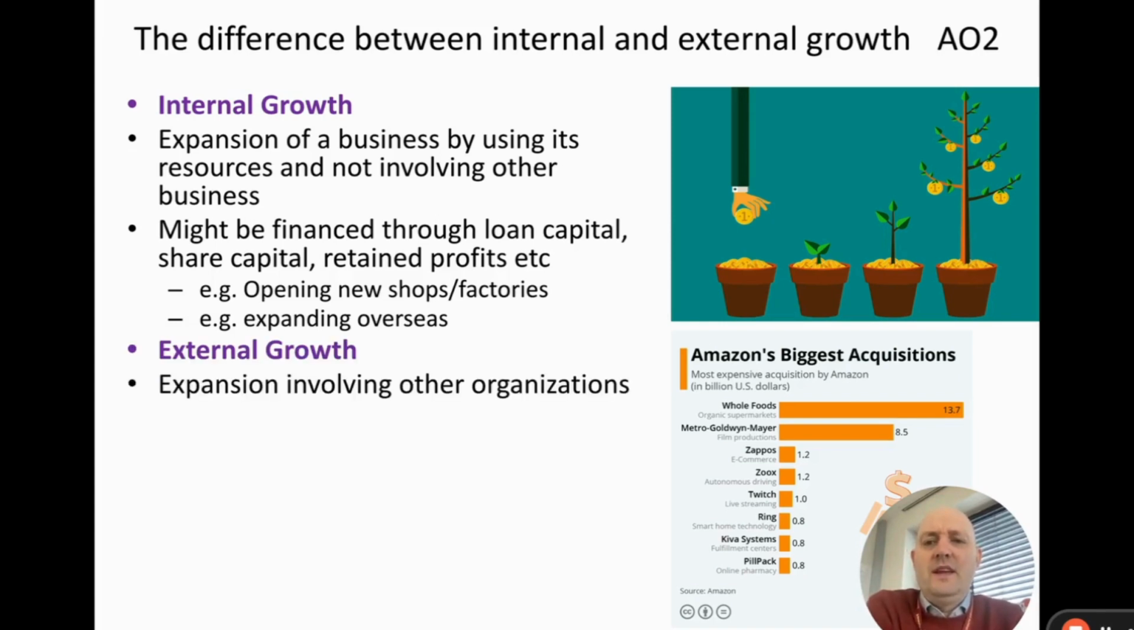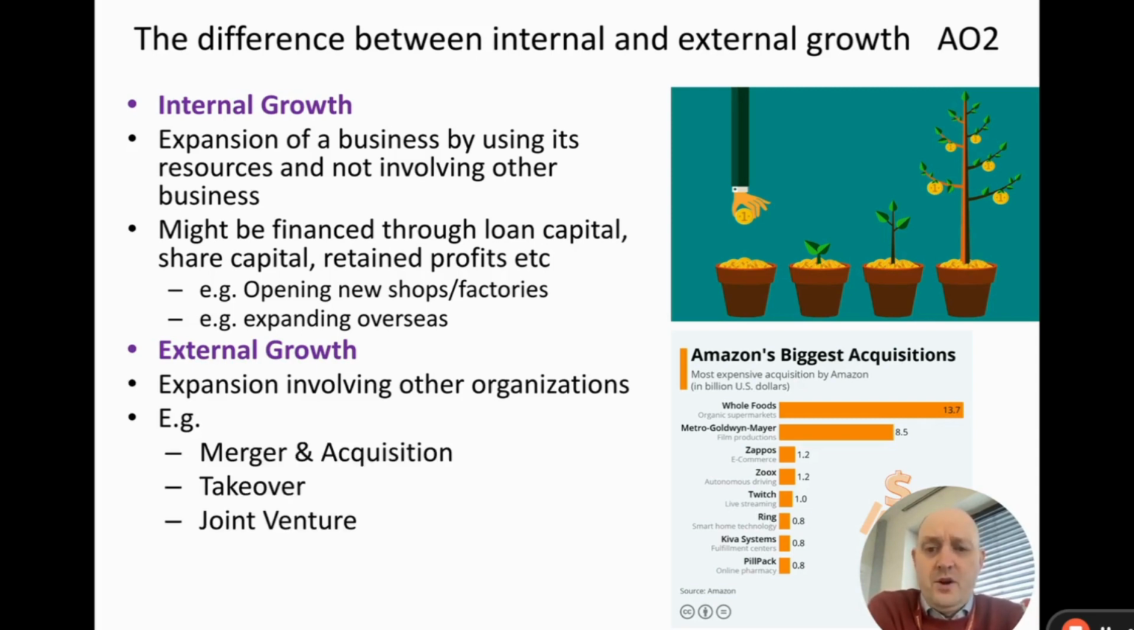Now, that might seem a bit confusing. So if we look at external growth, it is when we expand using other organizations. And what do these look like? Well, these are the 5: mergers and acquisitions, takeover, joint venture, strategic alliance, and franchises. And we're going to be looking at those 5 in videos 3 and 4.